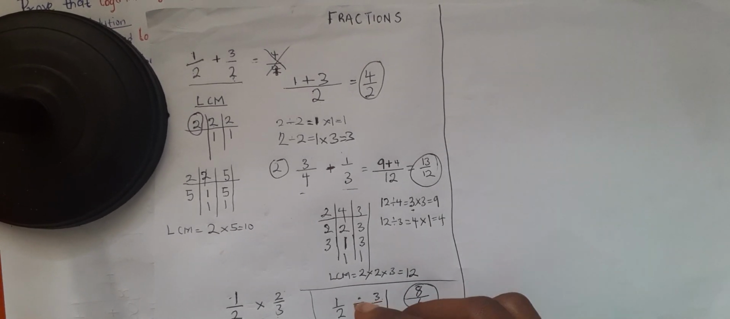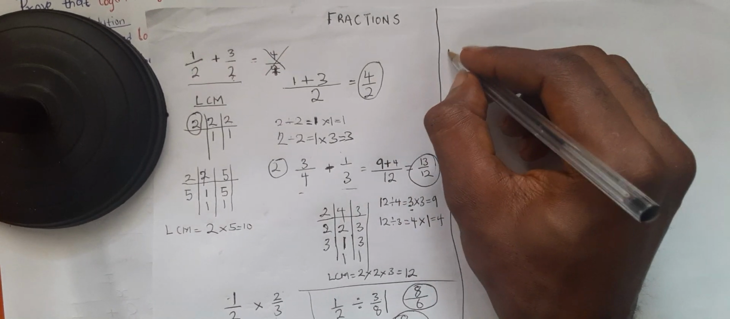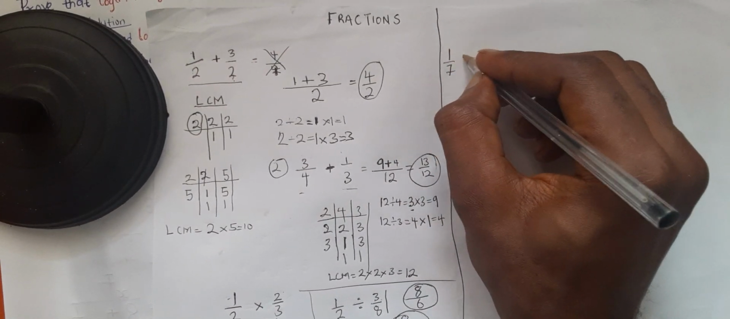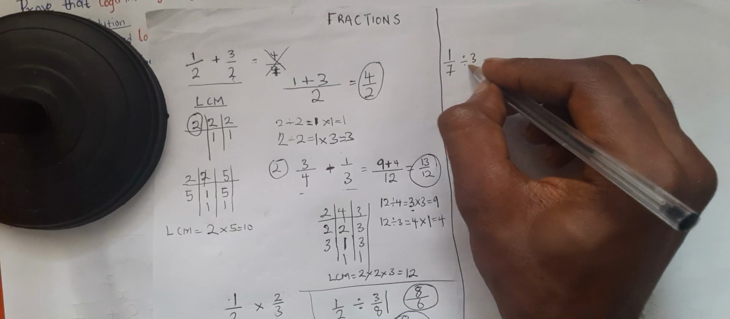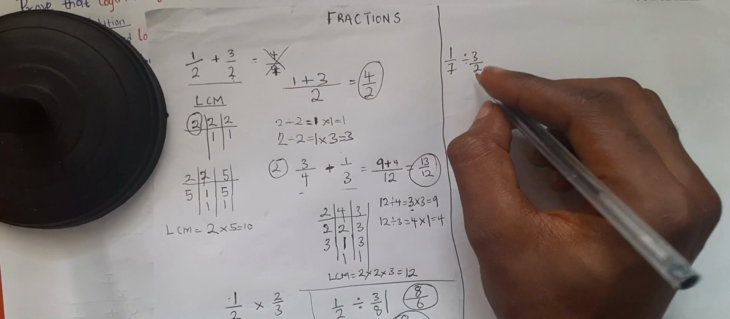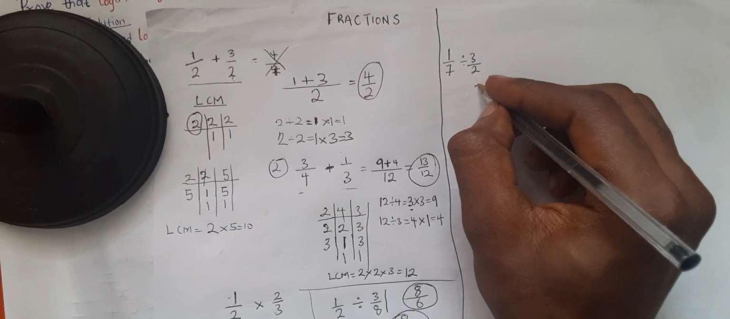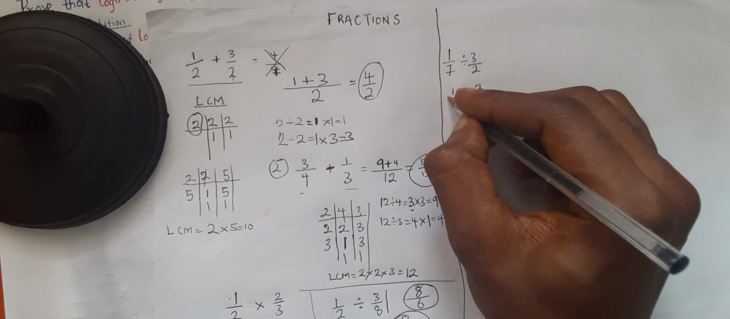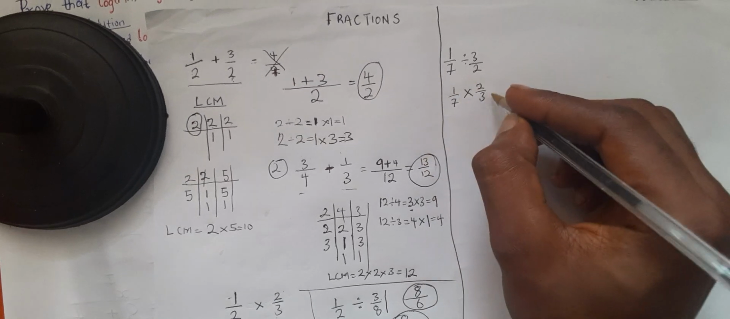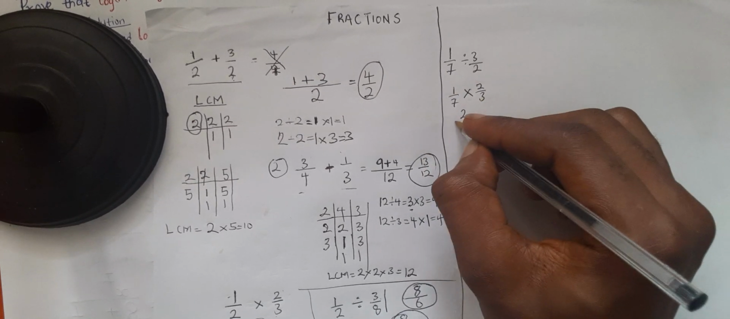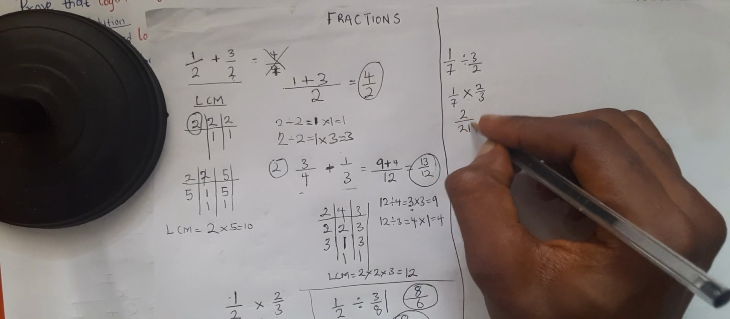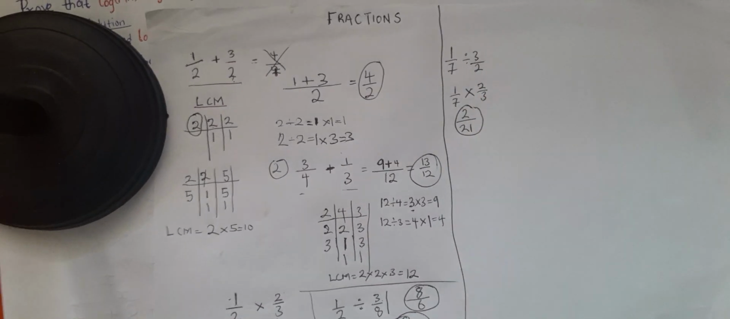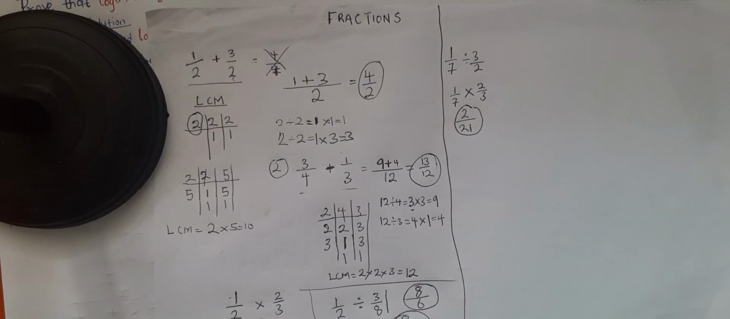Once you invert the sign, if we are given 1 over 7 divided by 3 over 2, simple thing to do is invert this fraction. We now have 2 over 3. Change the sign to multiplication. Still remains 1 over 7. So 1 times 2 is 2. 7 times 3 is 21. This is for division, as simple as that. Addition, subtraction, multiplication, and division are very simple things to do.